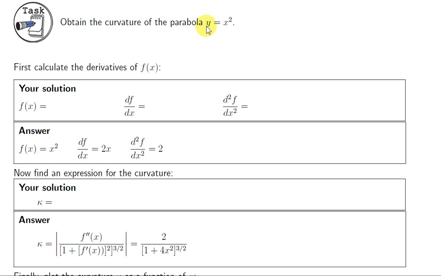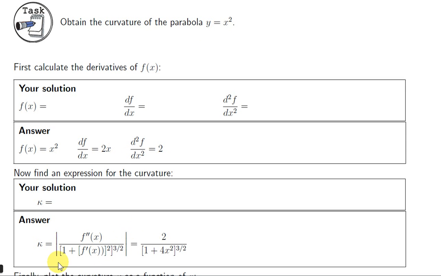In the last video we derived a formula for the curvature of a curve. Let's take the example y equals x squared. So here's the formula for the curvature. That's called kappa. We need the first and second derivatives. The first derivative is 2x, the second derivative is 2, so we just plug these into this formula.